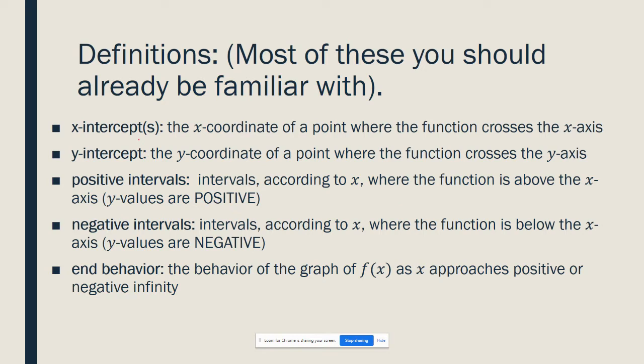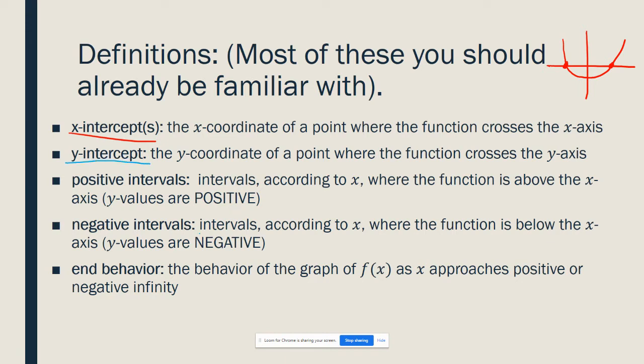So x-intercepts. When I talk about an x-intercept, I'm going to go ahead and draw a little function over here. The x-intercepts are the x-coordinate of a point where the function crosses the x-axis. So here and here, wherever a function crosses the x-axis, that is the x-intercept because it intercepts the x-axis.